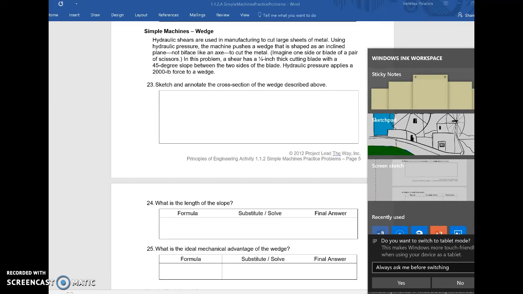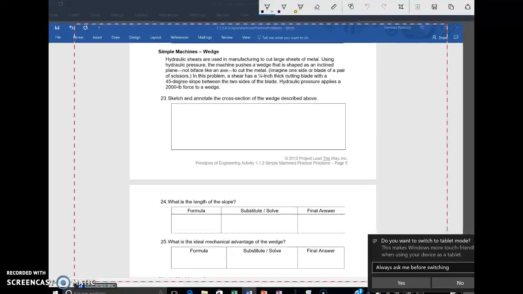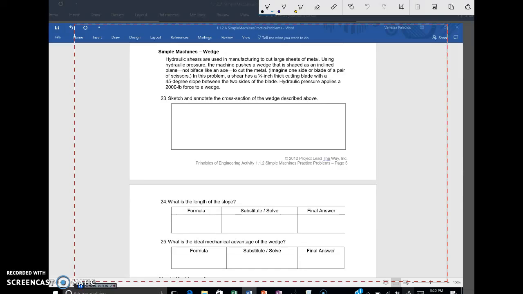Okay, so this video is going to cover the wedge problem that you were assigned to work on in class. So this says hydraulic shears are used in manufacturing to cut large sheets of metal. Using hydraulic pressure, the machine pushes a wedge that is shaped as an inclined plane but doesn't look like an axe. So let's think about what that would look like.